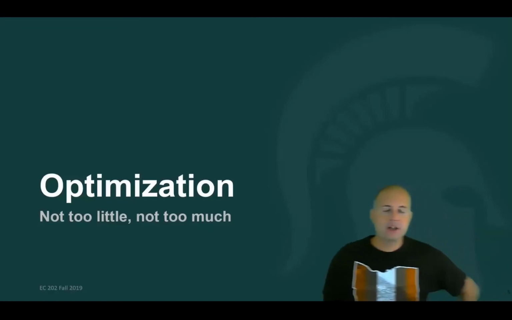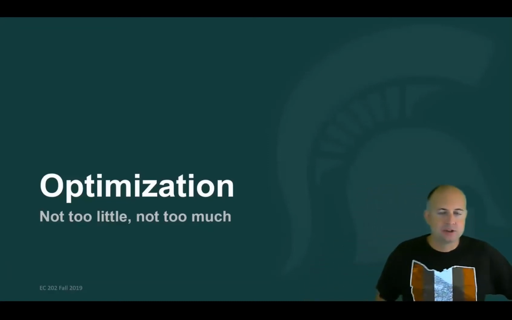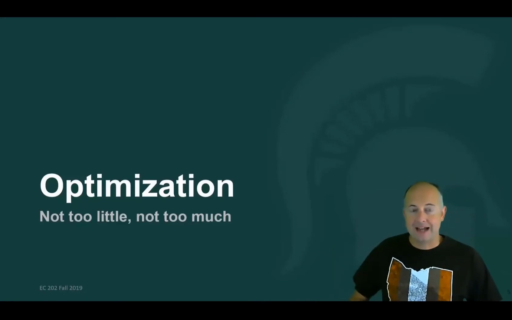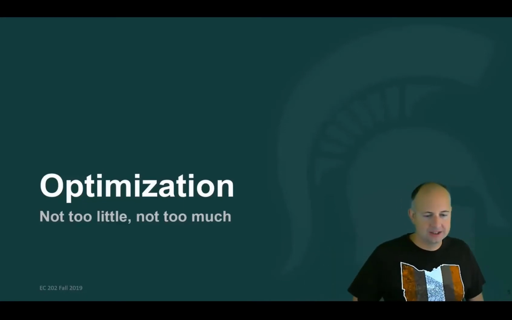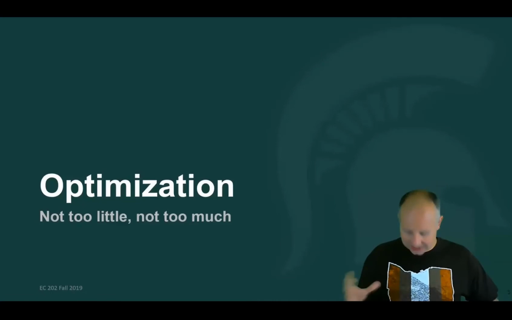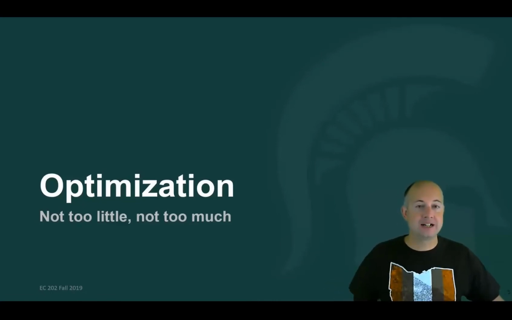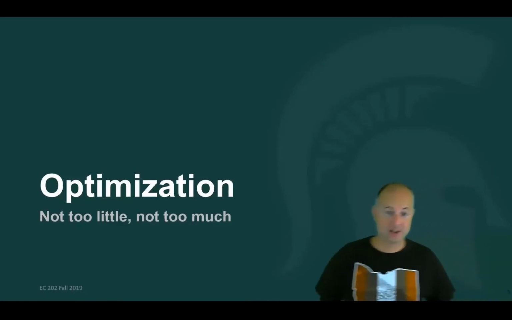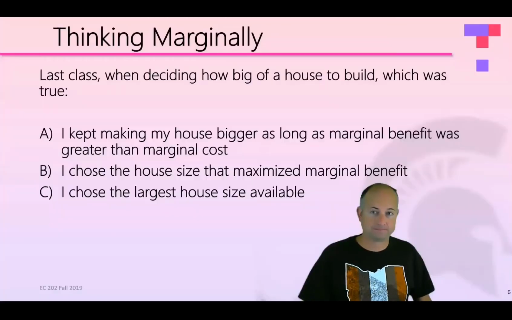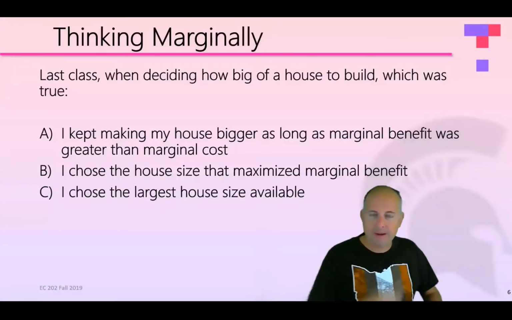So what we are going to talk about today is optimization. We're going to take these ideas we learned last time about marginal benefits and marginal cost, and the exercise we did at the end, thinking how big of a house I should build, and we're going to expand that. So let's try to remember what we were doing last time.